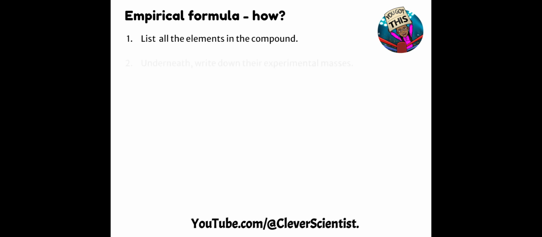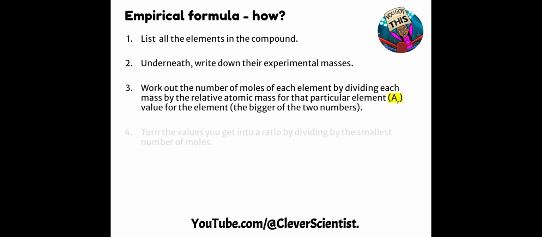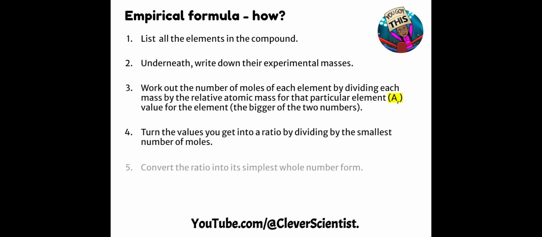So, firstly, you've got to list all the elements in the compound. Then you've got to write underneath their experimental masses. Then you've got to work out the number of moles of each element by dividing each mass by the relative atomic mass for that particular element. Then you turn the values you get into a ratio by dividing by the smallest number of moles, and then you convert the ratio into its simplest whole number form.